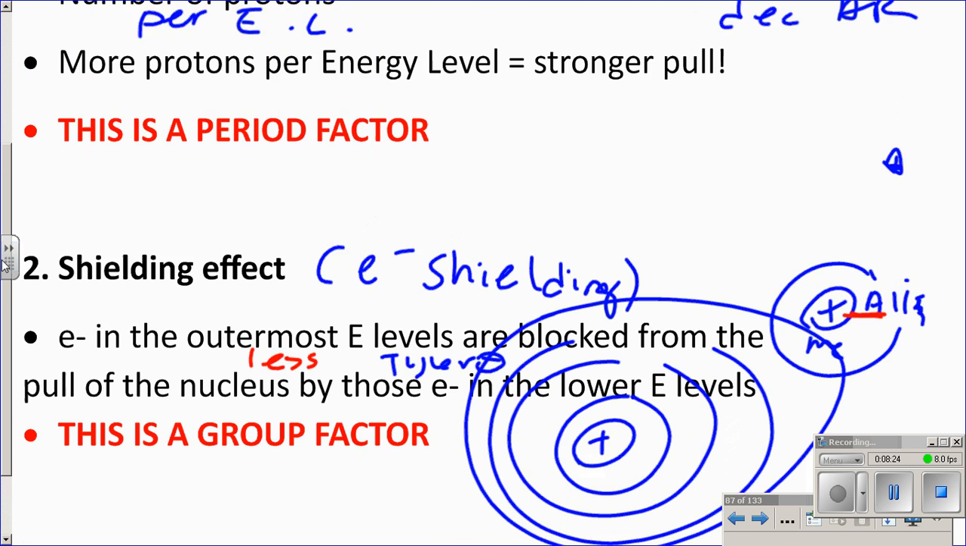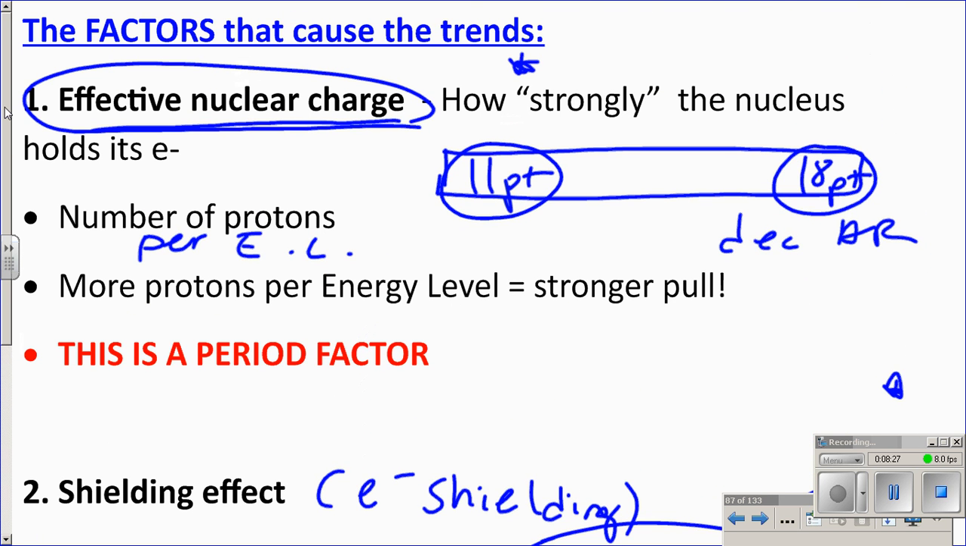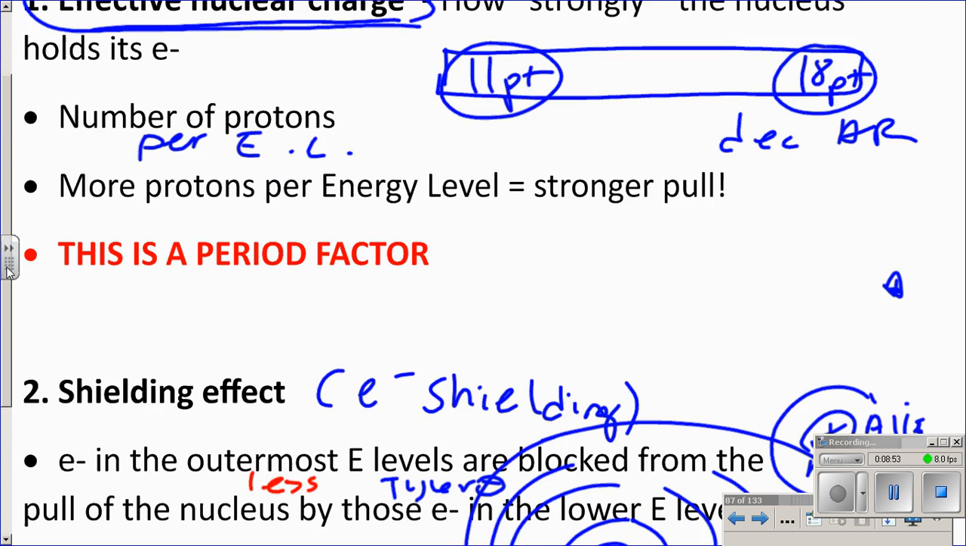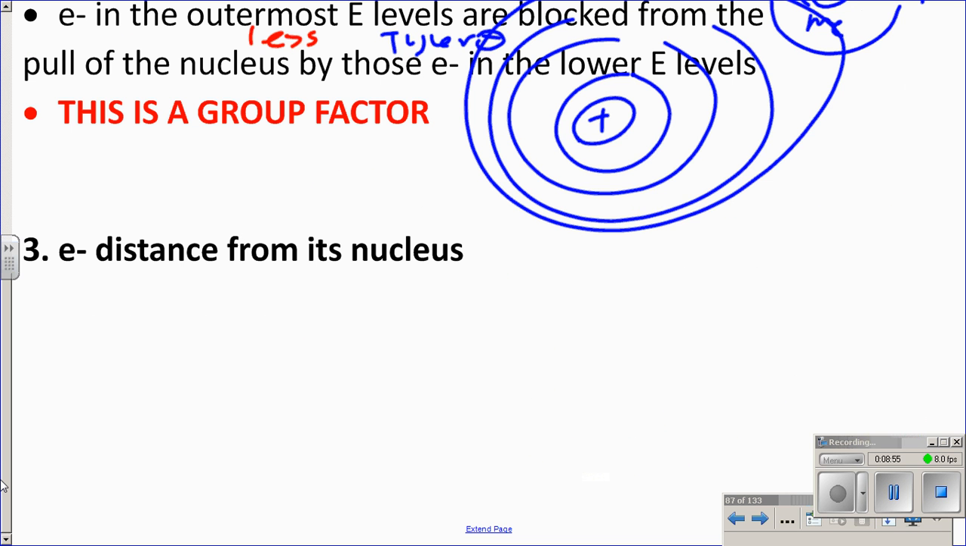Oh, and I didn't tell you, this is how we label that. Effective nuclear charge has a nice abbreviation called ZEF. Why ZEF? Why Z? What does Z mean for the atomic structure? Proton number, right. So Z is the proton number, or the atomic number, right? What do you think this EFF means? Effectiveness. So ZEF is the effective nuclear charge, and so I don't like to write effective nuclear charge, I'll write ZEF. Cool? Cool.